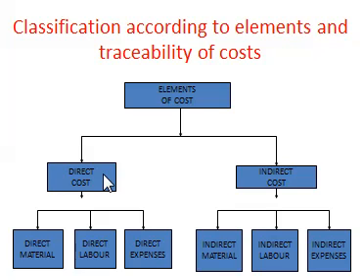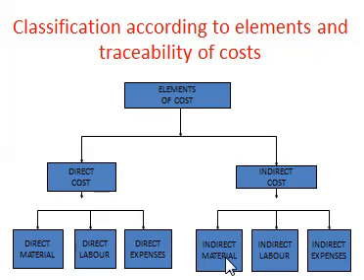Direct materials are those materials that you use in production. When it comes to direct labor, you mean labor which is also used in production. Direct expenses are those expenses that you incur also in production.